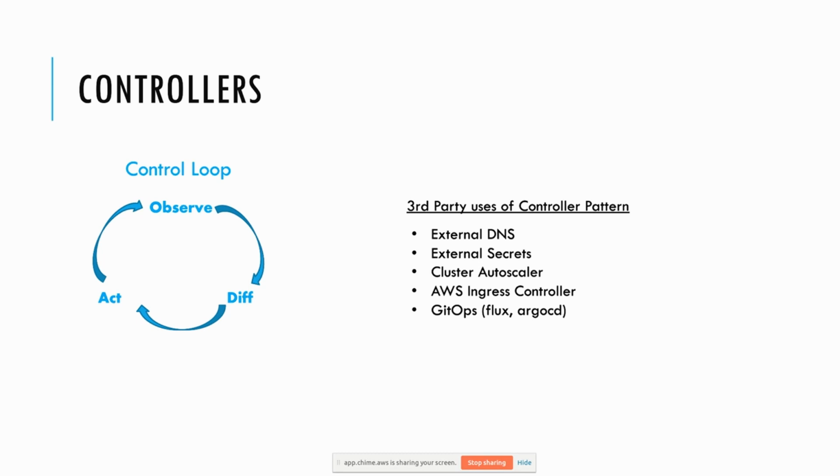AWS Ingress Controller, if you define an ingress on Kubernetes, this controller will automatically create an application load balancer for you on AWS, and it'll keep those two in sync. If you update the routing on your ingress, the controller will automatically update the ALB routing and all those paths.